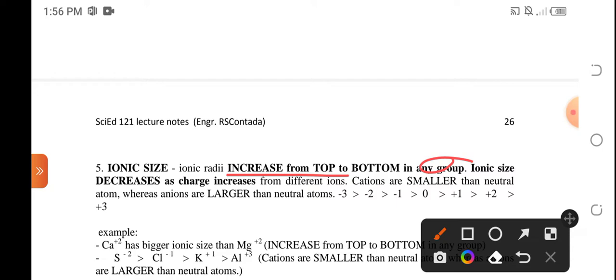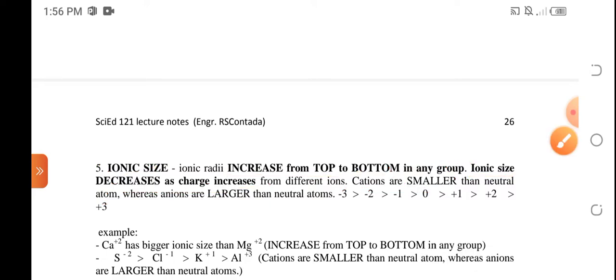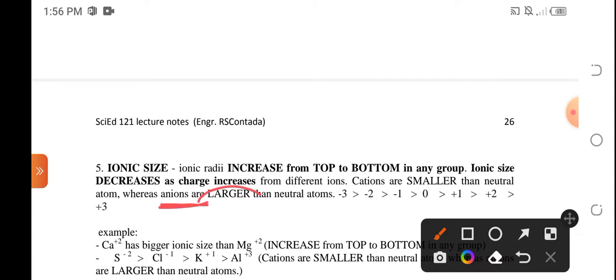However, wala nang trend ang ionic size when it terms of along the period. Rather, ionic size decreases as the charge increases. Always bear in mind. Okay? So, ionic size decreases as charge increases. So, therefore, cations having a positive charge are smaller than the neutral atom, whereas anions rather, yung mga negatively charged daw ay larger than the neutral atom.